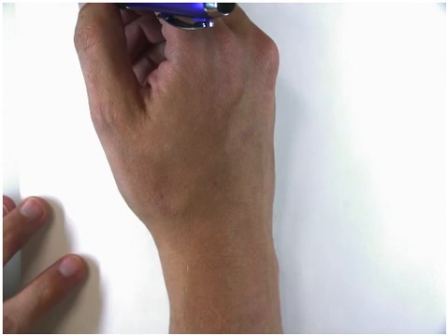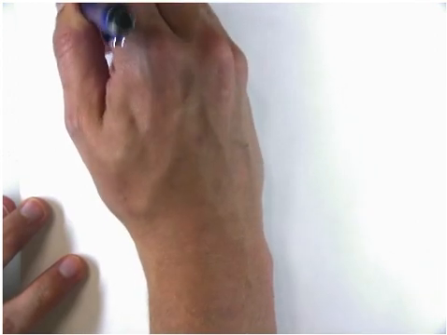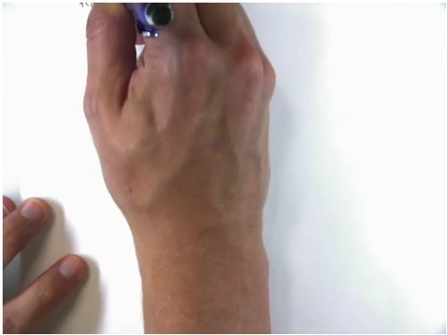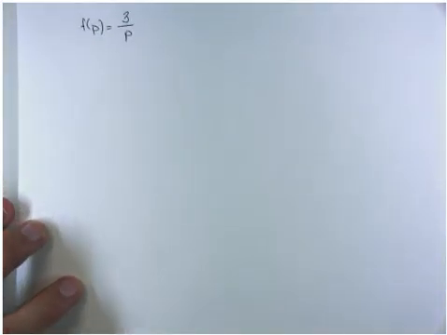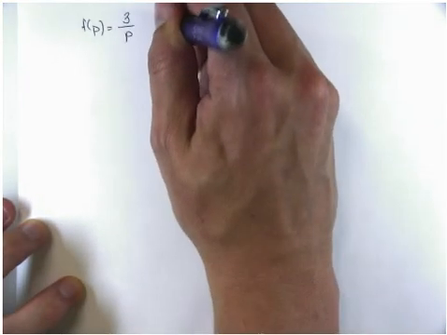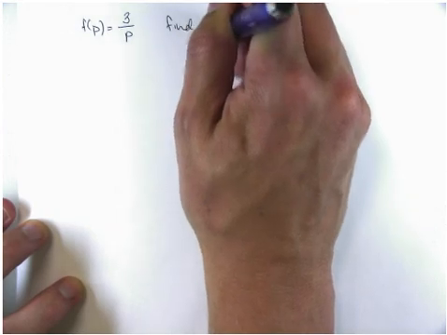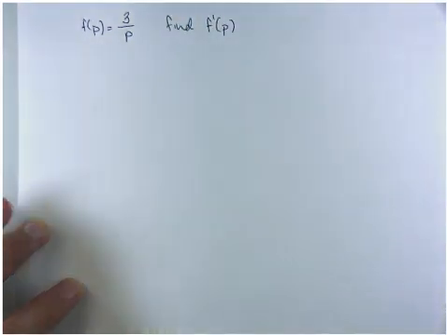Okay, so we're considering a couple of different functions and wanting to know their derivatives. Let's call the first one f of p, and it'll be 3 over p. F of p is 3 over p. And I would like to find f prime of p. I'd like to find the derivative.